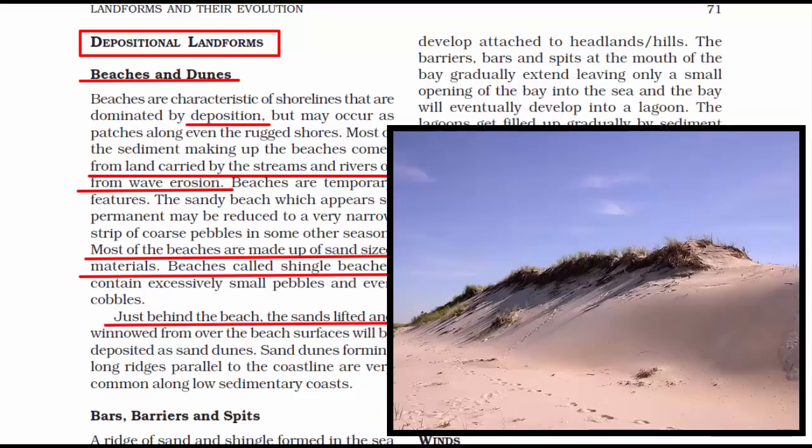Now just behind the main beach, you will find piles of sand accumulated in the form of a ridge, an uplifted narrow landform. This is called sand dunes of a beach, not the deserts. These are very common in low sedimentary coasts. It looks like a very tiny hill.